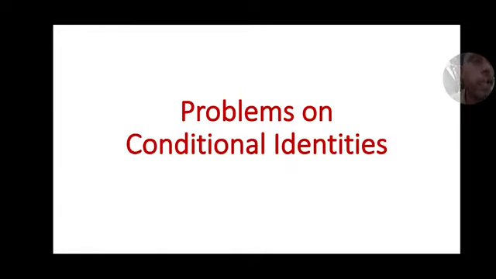Students, today we are going to learn the remaining problems on conditional identities. First problem: if a plus b plus c equal to 90 degrees, then show that tan a into tan b plus tan b into tan c plus tan c into tan a equal to 1.